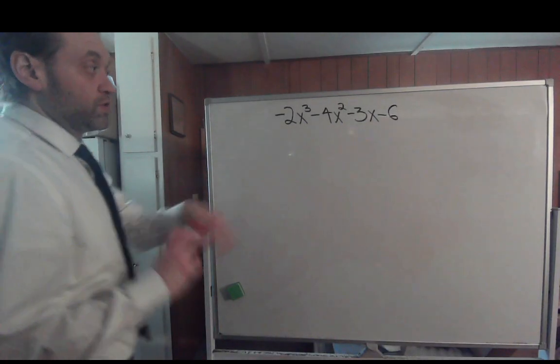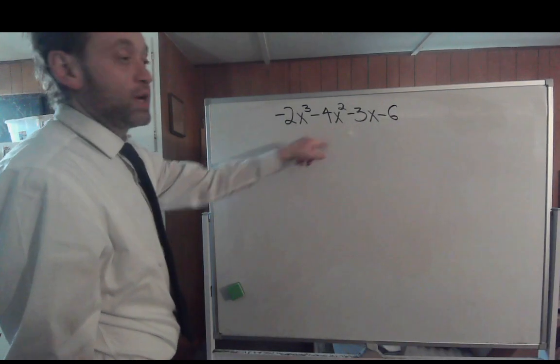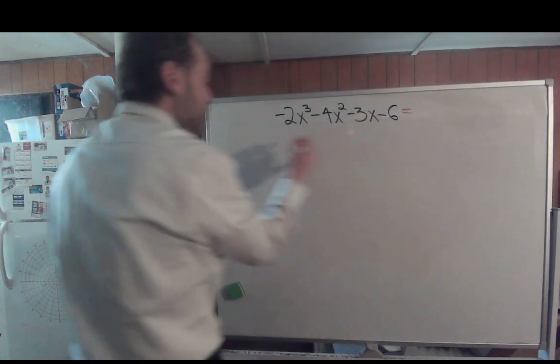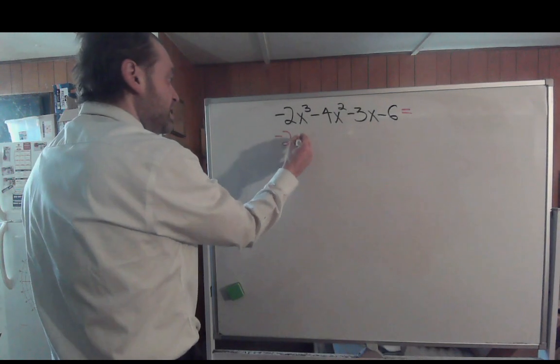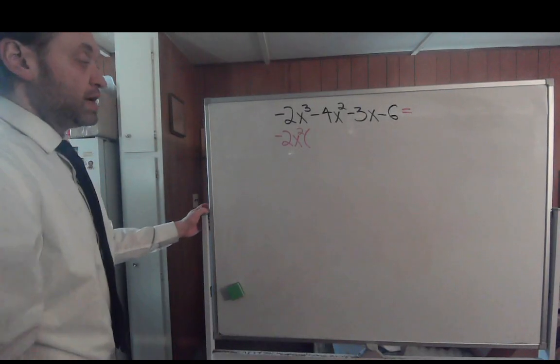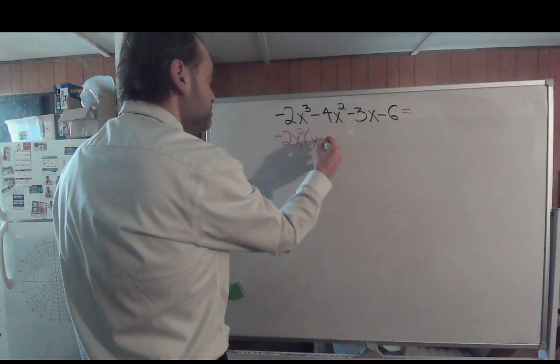Well, look at your first two terms again. Between negative 2x to the third and negative 4x squared, what do they have in common? They have a negative 2x squared in common, right? So you can factor out negative 2x squared times the quantity of x plus 2.